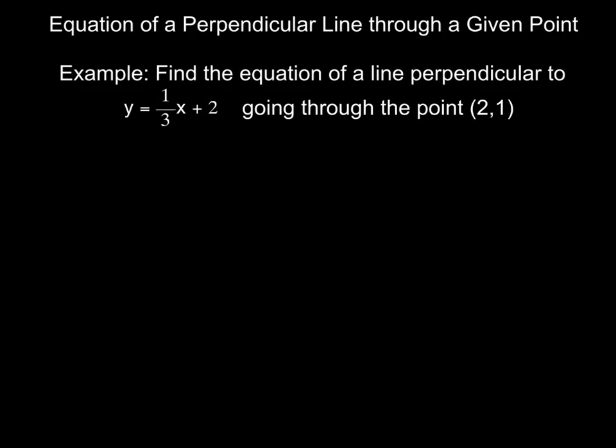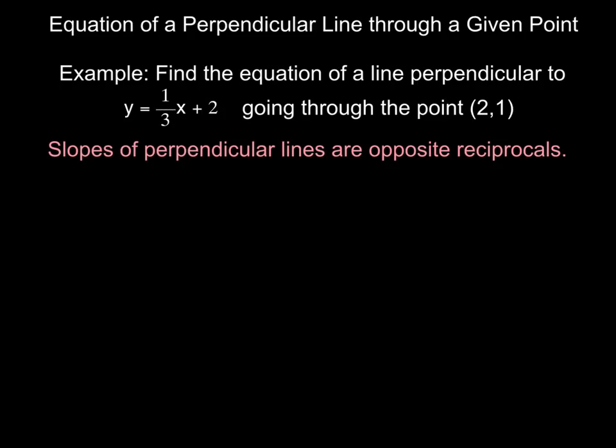The really important thing to remember when trying to find the equation of a perpendicular line is that the slopes of perpendicular lines are opposite reciprocals to each other. Now, to start this problem, the first step is to find the slope of the first line.